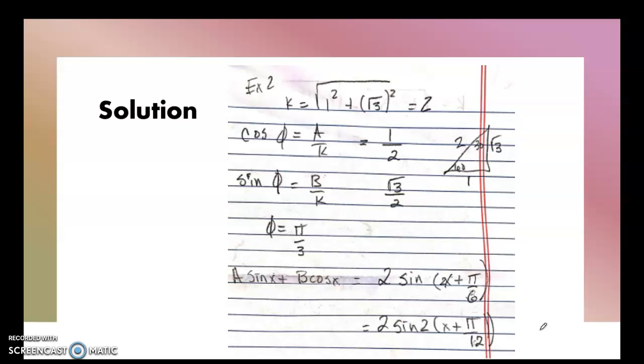Here's the solution. I first found k. K was 2. Cosine of phi is a over k, so that's 1/2. Sine of phi is b over k, that's root 3 over 2. So our good friend pi thirds, so phi is pi thirds. Maybe I made a mistake, maybe phi is pi sixth. Anyway, when you go through this, there's your k, there is your angle.